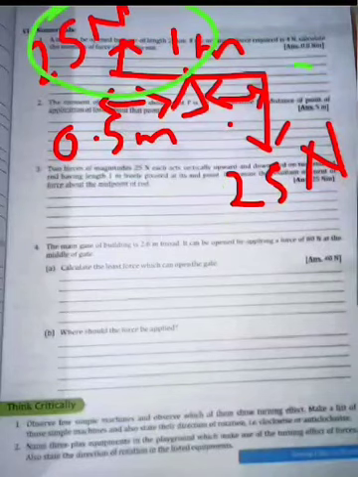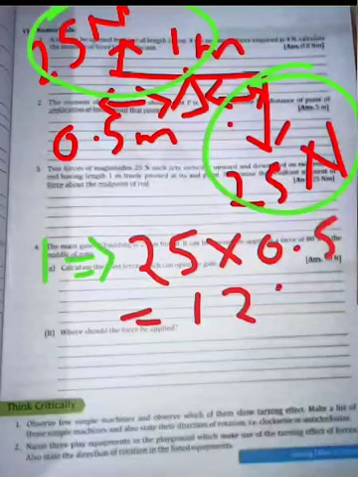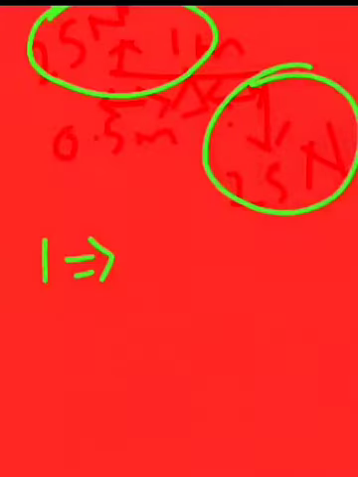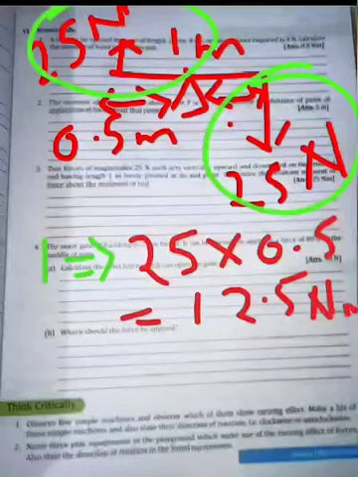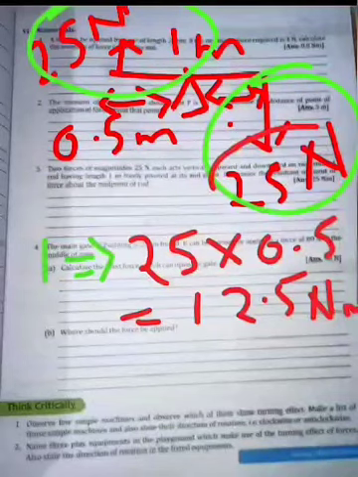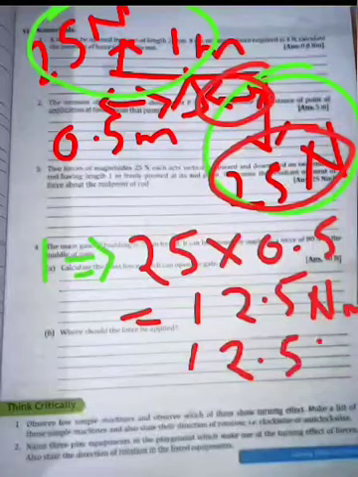So first I will find the moment of force for this, then this, and then we will add. The moment of force for the first will be force into displacement, or the distance. So 25 into 0.5 is 12.5. The unit will be Nm. Similarly, even this 25 into 0.5 will be 12.5 Newton meter.